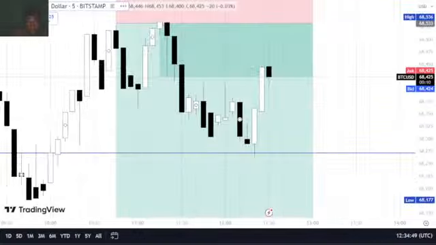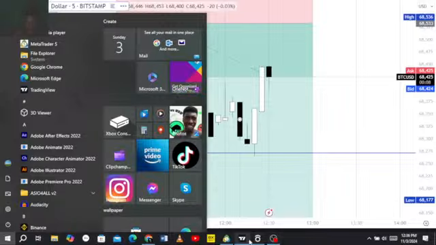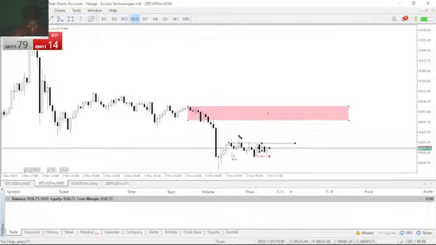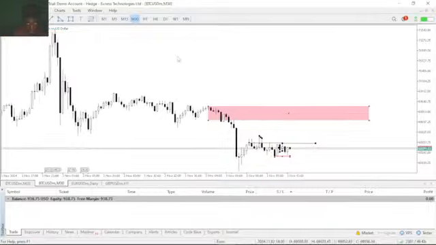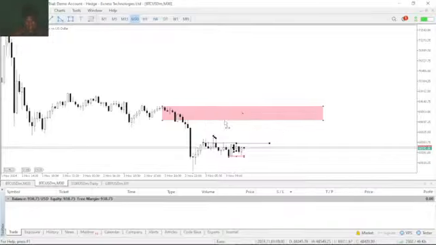So on MetaTrader, as you can see, price is consolidating. This is BTC, and don't forget about it. This is a demo account, not a real account. I'm just trying to be better at how to execute my trades perfectly. I mean perfectly. Yes. So this is a demo account.